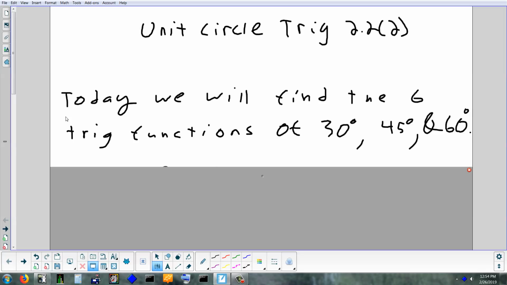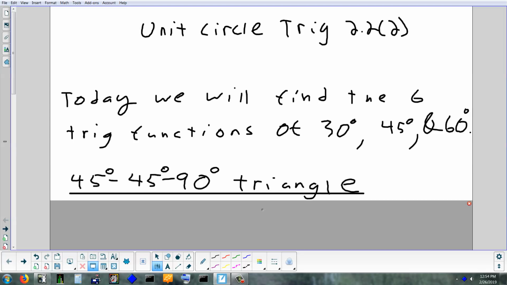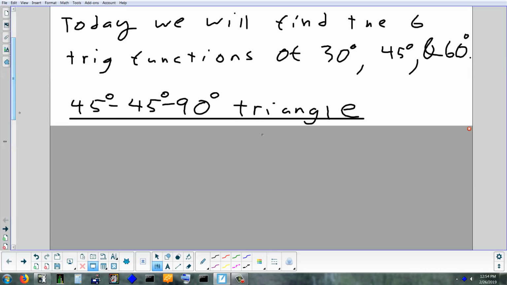Does anyone remember what was the name of the 0, 90, 180, 270 group of angles? Jake? Quadrantal. Right, those are called quadrantal angles because they're all on the axes. These angles are all in between the axes, specifically in quadrant 1. We're going to start by looking at the 45-degree angle.